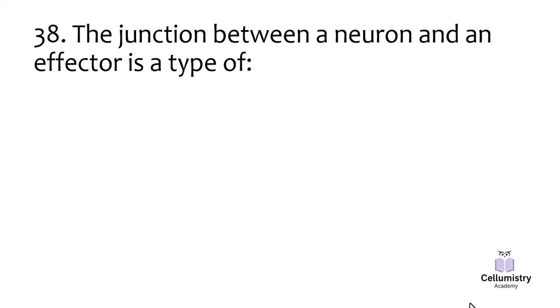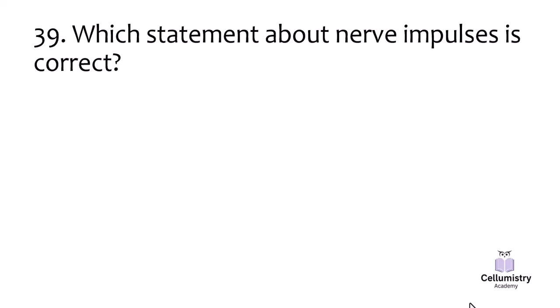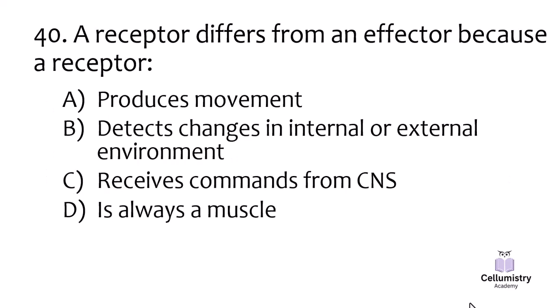The junction between a neuron and an effector is a type of. Answer is A. Synapse. Which statement about nerve impulse is correct? Answer is C. They move from dendrites towards axon terminal. A receptor differs from an effector because a receptor. Answer is B. Detects changes in internal or external environment.